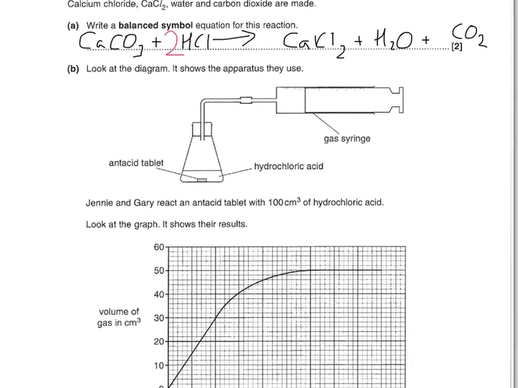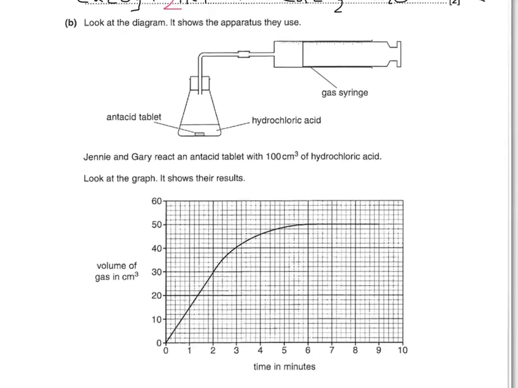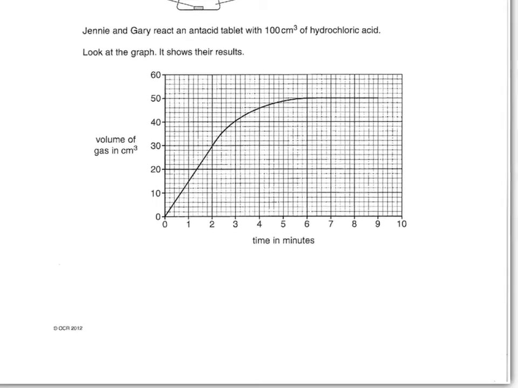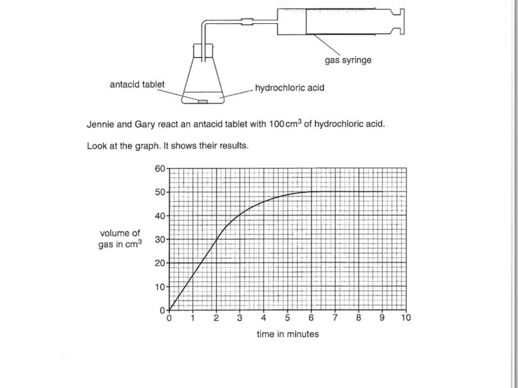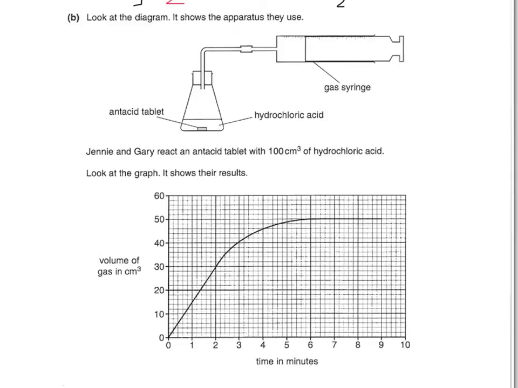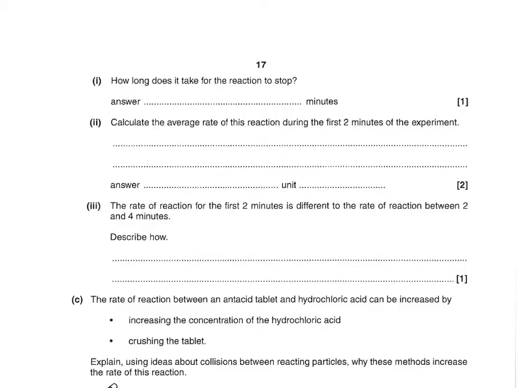Next question says, look at the diagram. It shows the apparatus they use. Jenny and Gary react an antacid tablet with 100 centimetres cubed of hydrochloric acid, and there's a graph to show the results. How long does it take for the reaction to stop? So anything between 5.5 and 6 minutes to get you the mark there, but not below 5.5 or above 6 minutes. Calculate the average rate of this reaction during the first 2 minutes of the experiment. And you have to give the unit as well.